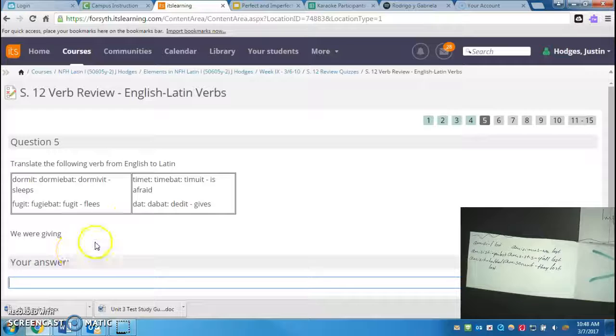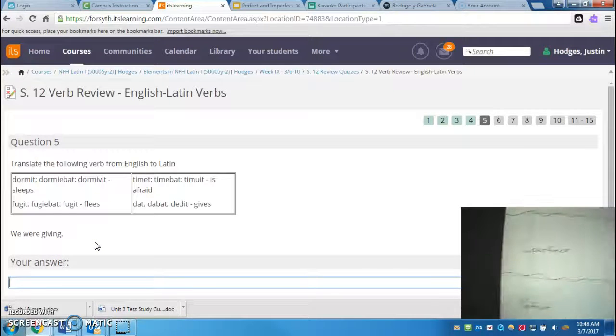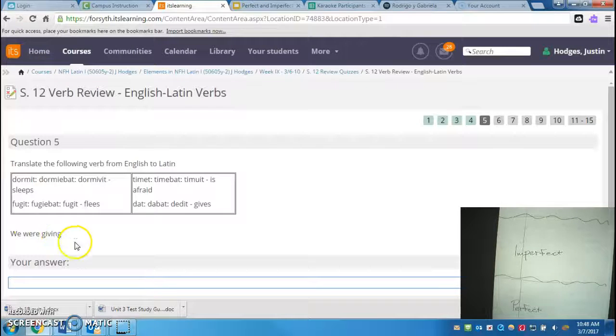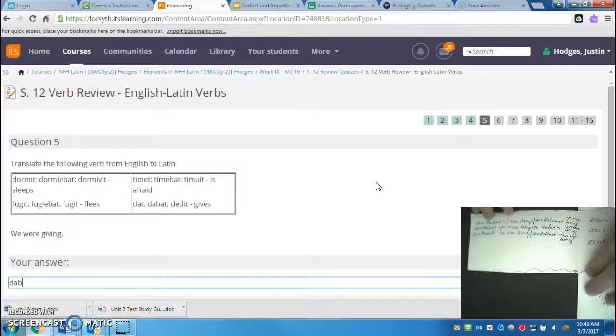We were giving. Okay, well, that's back to the was or were Xing. See if you can, on your own, remember what the endings look like for the imperfect tense. We're giving. All right, so we go dot, dabat, dedit. We need dabat. So we're going to just dab on it. And we need to figure out what the rest of this is. So let's look.